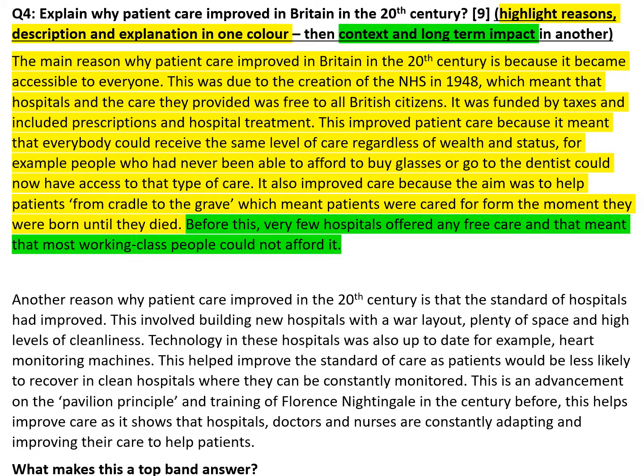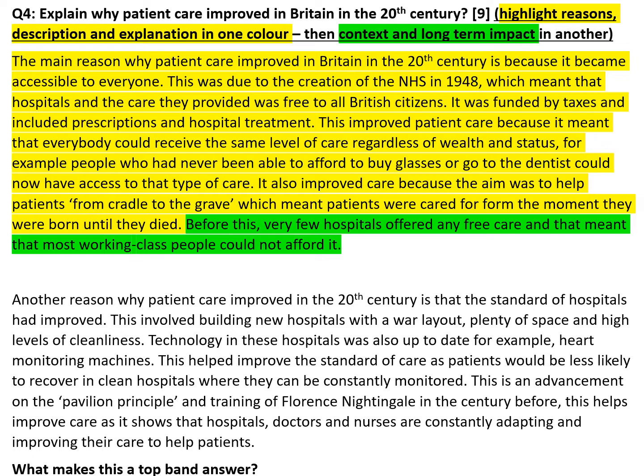The main reason why patient care improved in Britain in the 20th century is because it became accessible to everyone. Everybody could get patient care in the 1900s. Here's me describing. This was due to the creation of the NHS in 1948. Detailed fact, which meant that hospitals and the care they provided was free to all citizens. It was funded by taxes and included prescriptions and hospital treatment. That's me describing, giving examples.